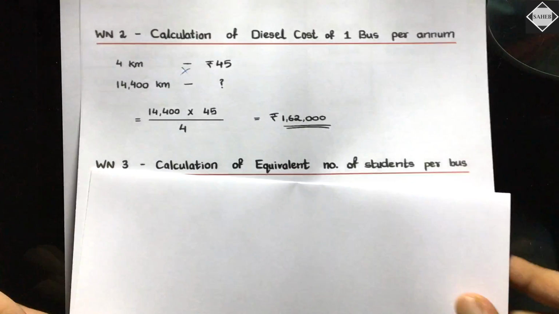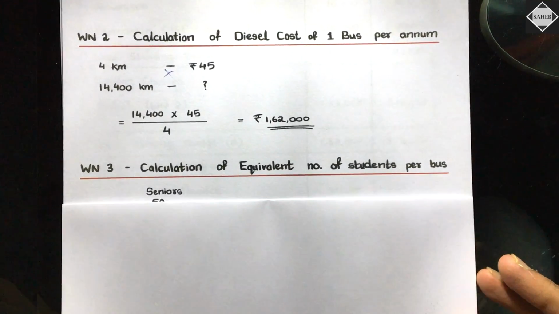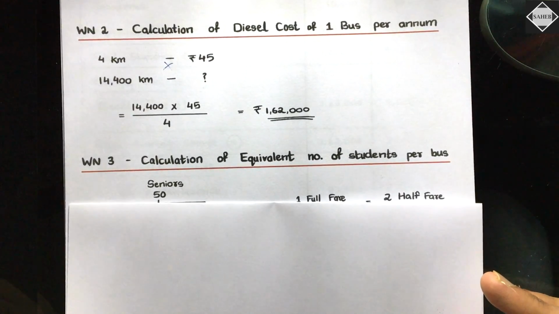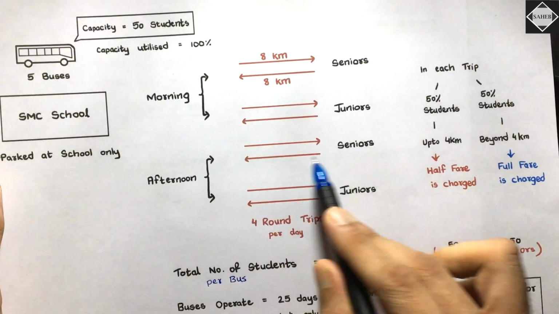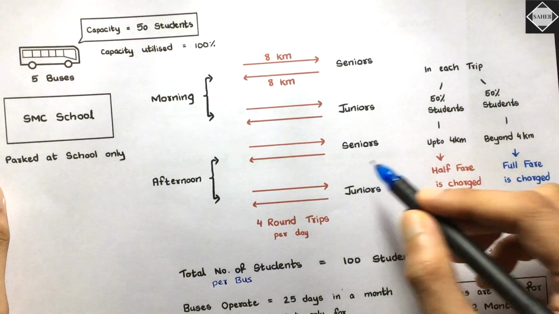See here, calculation of equivalent number of students per bus. Okay, seniors are there. How many seniors are there? 50 seniors are there. You all know, right? We are picking up 50 seniors in the morning and dropping 50 seniors in the afternoon. In each trip, what is happening?